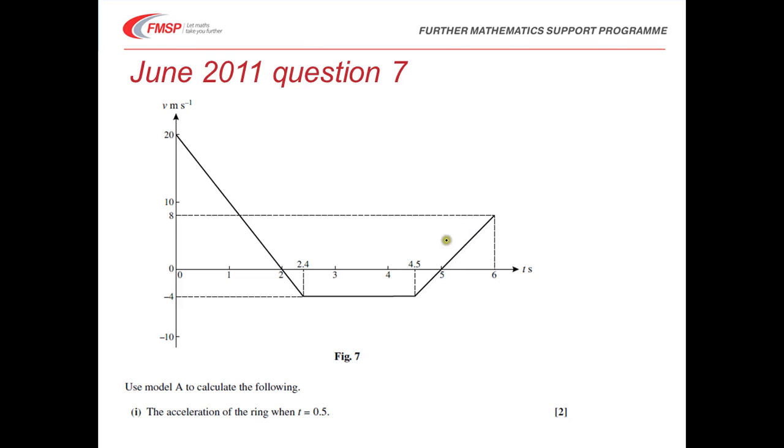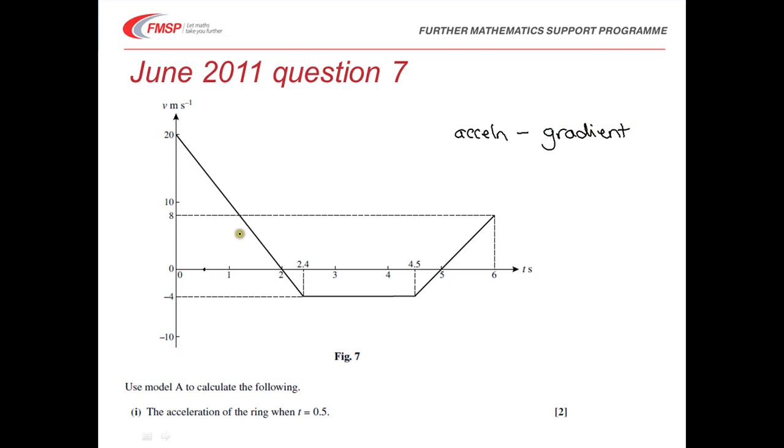So let's have a look at the graph again, and we have to calculate the acceleration of the ring when t is a half. Now if you remember, for a velocity time graph, the acceleration is given by the gradient of the graph. So what we need to do is identify where t is a half, which will be roughly here, and we need to find the gradient at this point.